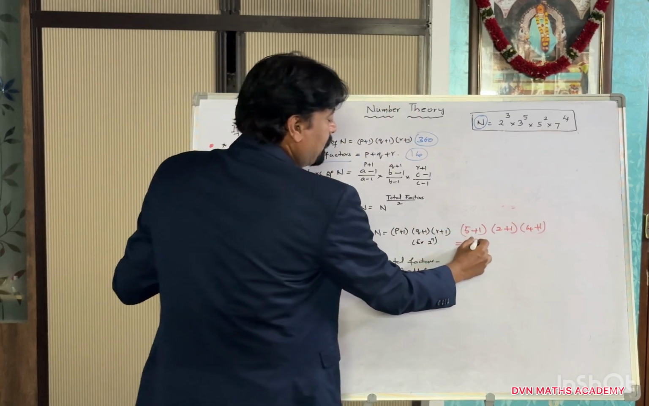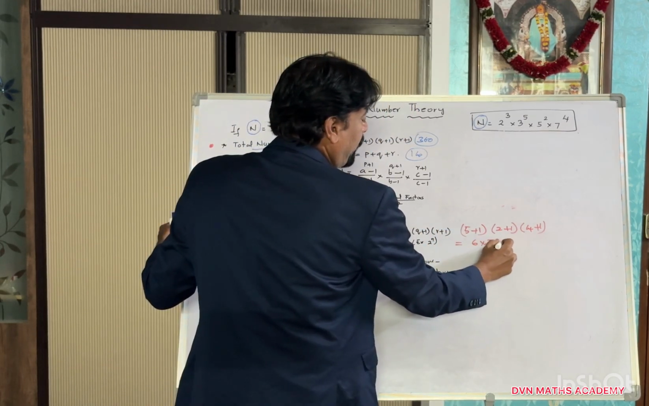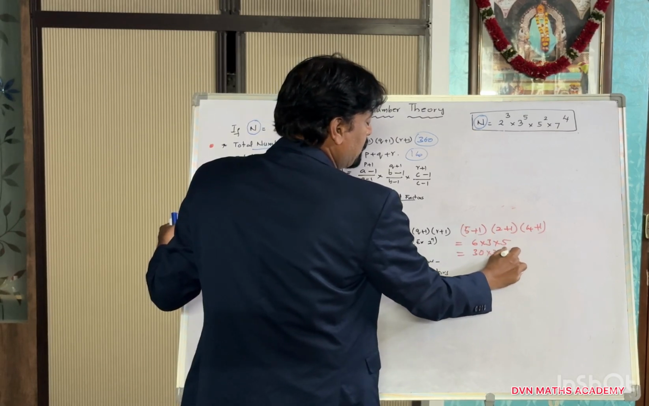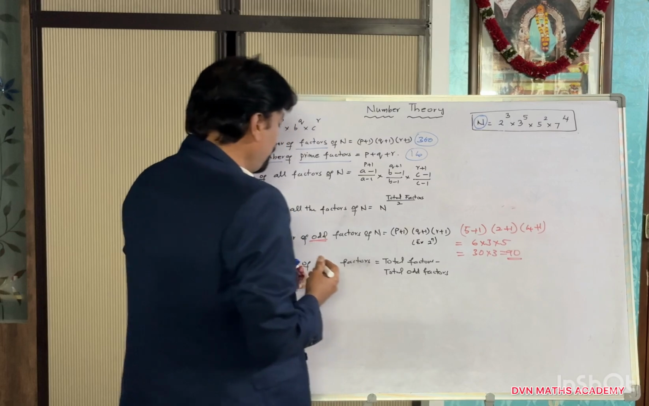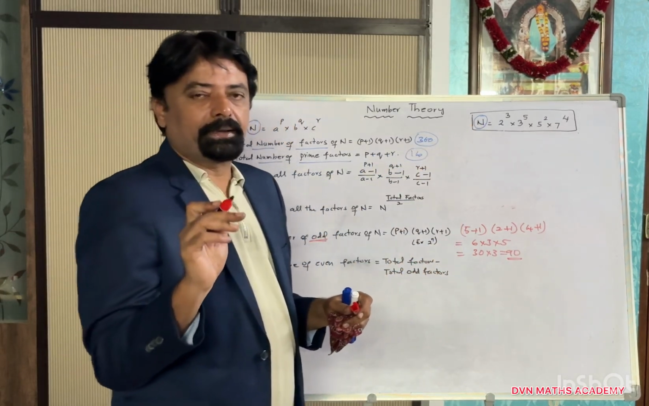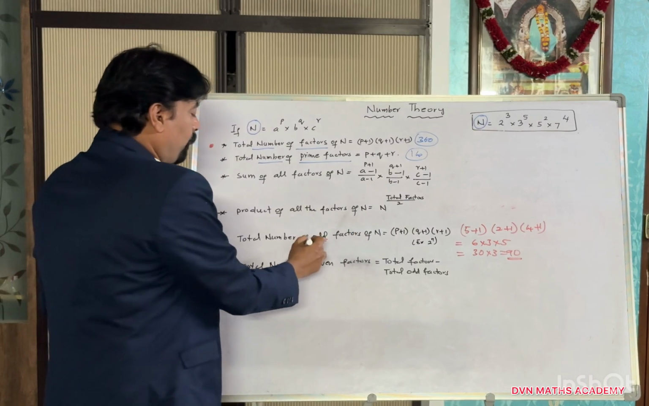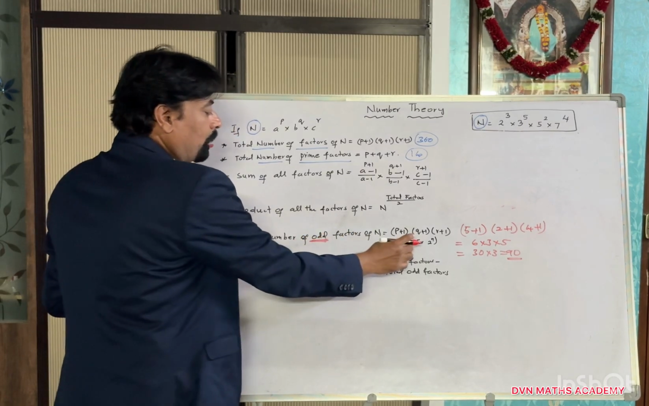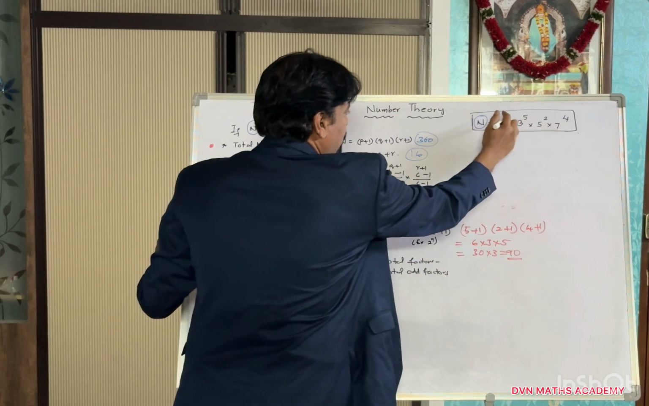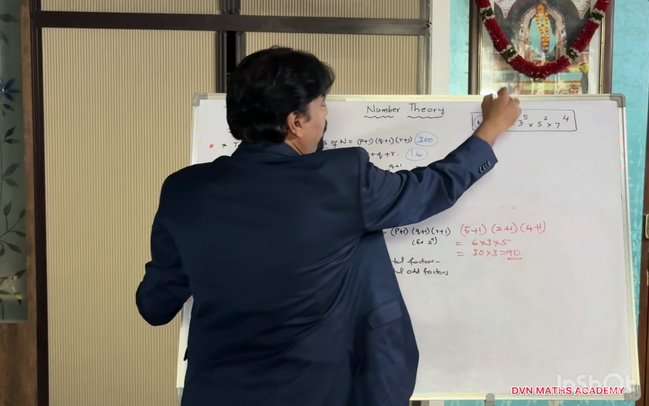Now you can write this as 6 into 3 into 5. You know that 6 fives are 30, and 30 into 3 is 90. So there are 90 odd factors of the given number. By using this formula, you should not count 2 to the power of this, because these are all even factors of the given number.